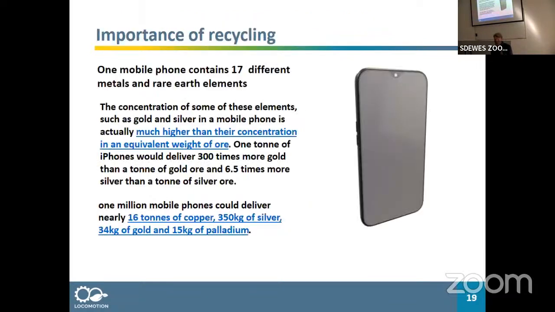So the importance of recycling. I took an example that you probably all can relate to. You all have a mobile phone, and it has about 17 to 18 different materials in it when you discount for plastic, just metal materials. And the concentration of these materials in mobile phones, in terms of ore grade, is much higher than if you would mine ore from stone. So if you take 1 ton of mobile phones, you would deliver 300 times more gold than the best gold ore available, or 6.5 times more silver. Also, you can extract copper, you can extract aluminium in many cases, and lithium, and many other rare earth materials.